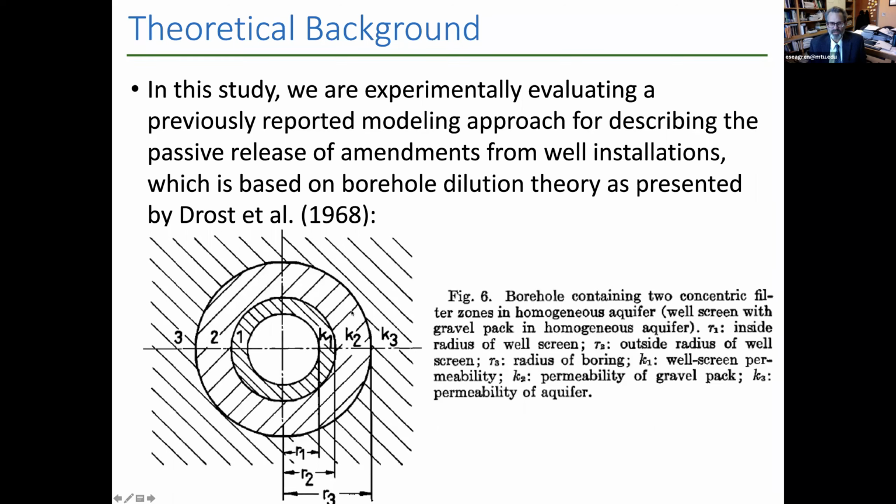Outside of that, we may or may not have a filter pack, or shown here in the caption as a gravel pack. That's zone 2, which has a permeability. And then outside of that, we have the natural aquifer material. And in some of the experiments we'll describe, we'll just be using what we call a natural filter pack, where the well has been installed directly into the aquifer material and there is no filter pack. So zone 2 and 3 are the same material, just the background aquifer material.